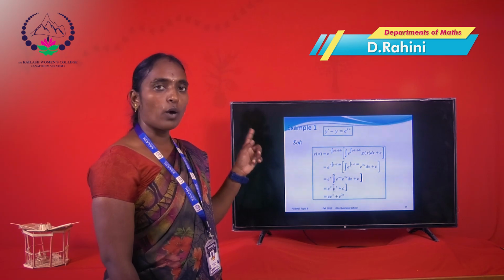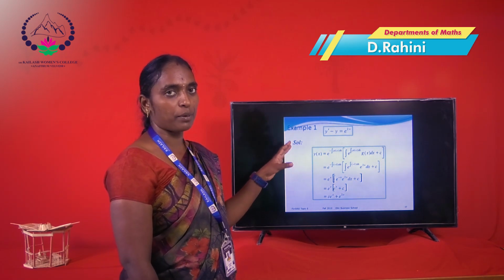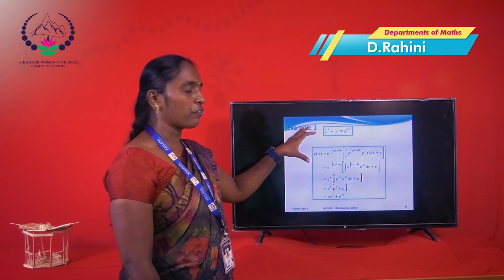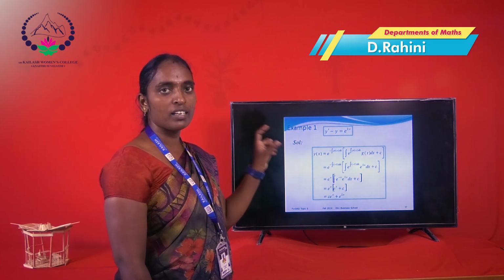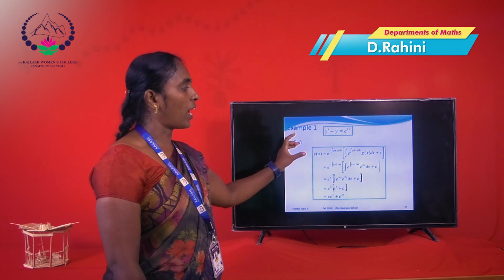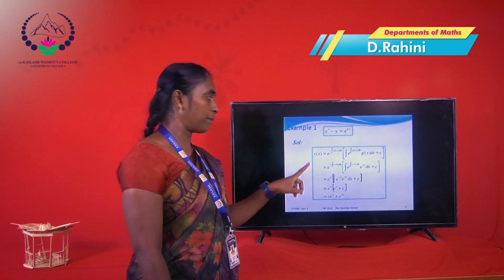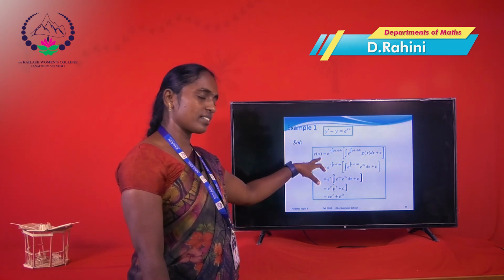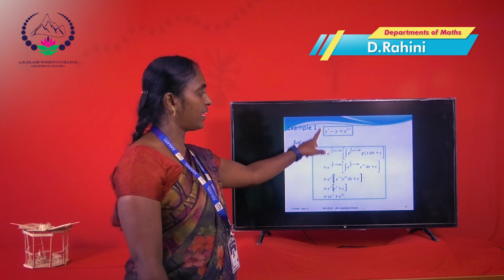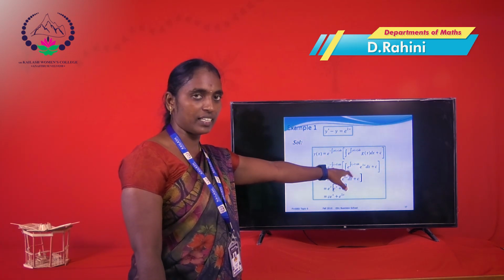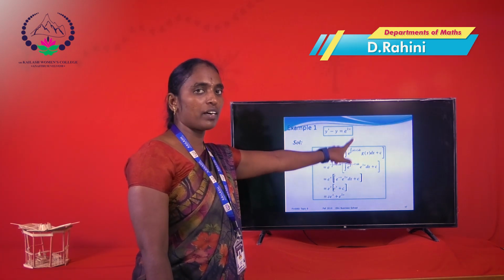Next we have one example of a linear ordinary differential equation. The question is y' − y = e^(2x). Before we go to the solution, first I will write the formula of linear ODE. The formula is y(x) = e^(−∫p(x)dx) ∫ e^(∫p(x)dx) g(x) dx.